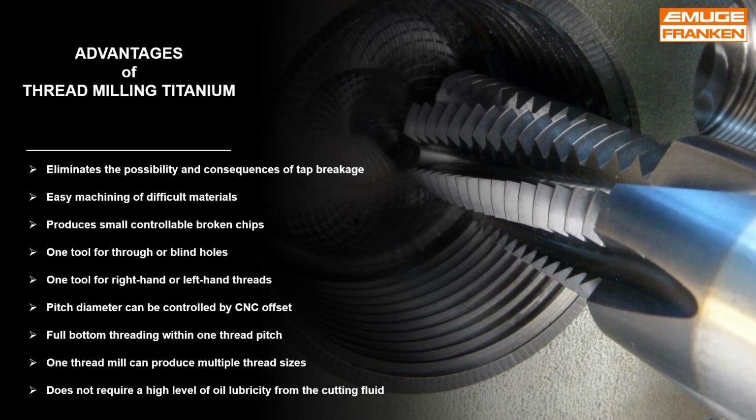Now we will review the advantages of thread milling titanium. Eliminates the possibility and consequences of tap breakage. Easy machining of difficult materials. Produces small controllable broken chips. One tool for through or blind holes. One tool for right hand or left hand threads. Pitch diameter can be controlled by CNC offset. Full bottom threading within one thread pitch of the bottom. One thread mill can produce multiple thread sizes. Does not require a high level of oil lubricity from the cutting fluid.